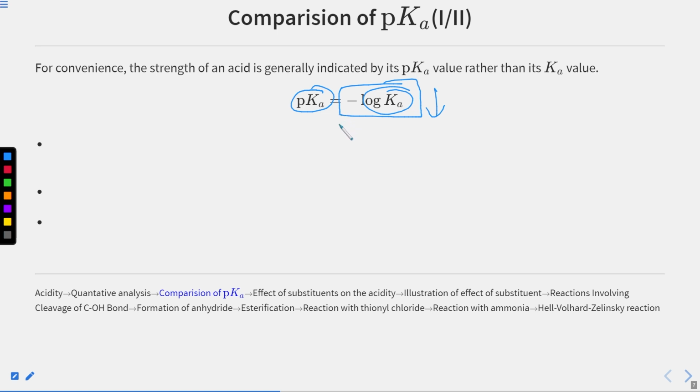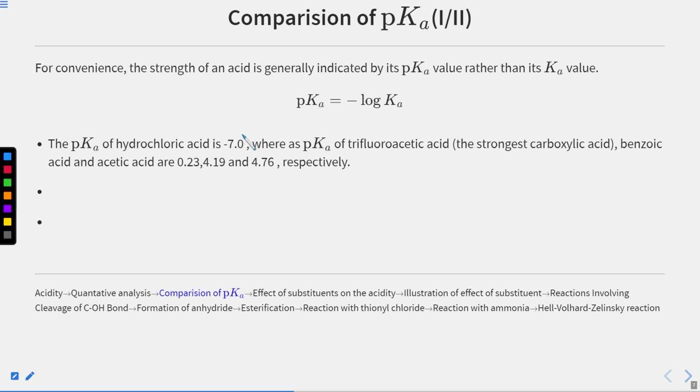If you are given an acid whose pK is larger compared to a different acid whose pK is smaller, the one with the smaller pK will have the greater acidic property. Clear? Suppose the pK of hydrochloric acid is minus 7.0, whereas the pK of trifluoroacetic acid is 0.23, benzoic acid is 4.19, and acetic acid is 4.76. If I ask you to arrange them in increasing order of acidity, how will you do it? Simply, the one with the least pK will have the highest acidity, while the one with the greatest pK will have the least acidity.